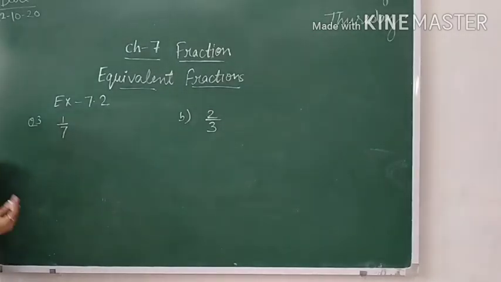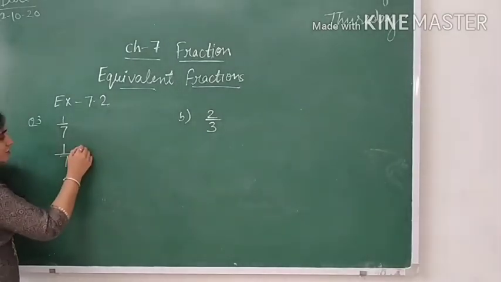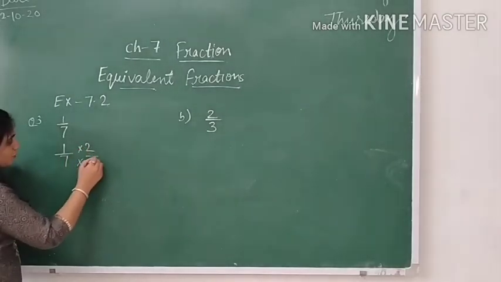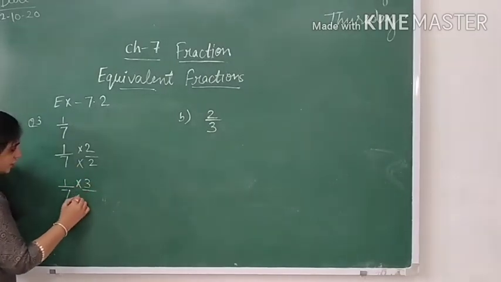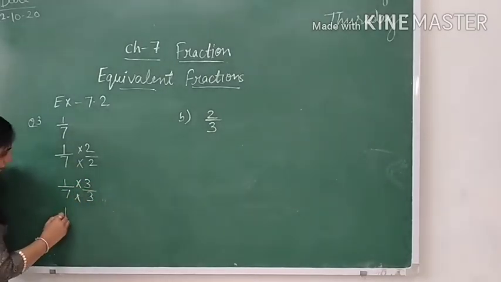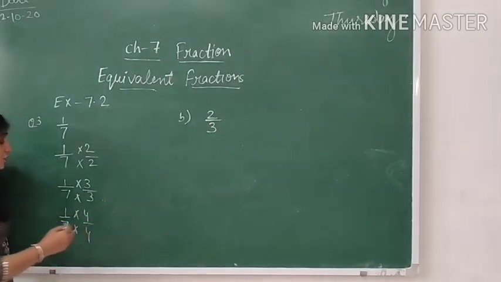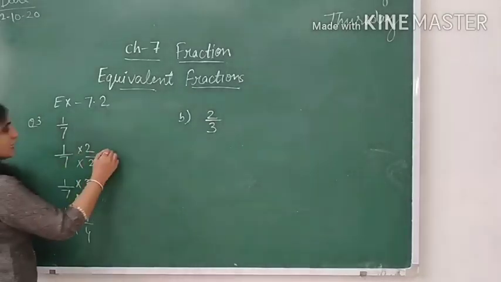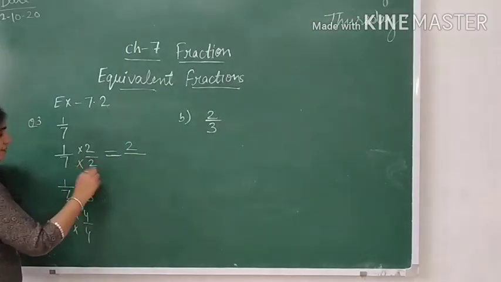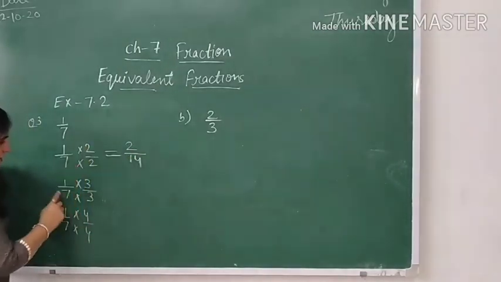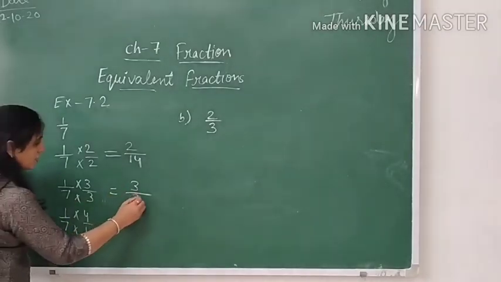Then how can we find? What we have to do, students? We will multiply by 2, then 3 and 4, because we have to find 3 equivalent fractions. Now 2 ones are 2, 7 twos are 14, 3 ones are 3, 7 threes are 21.